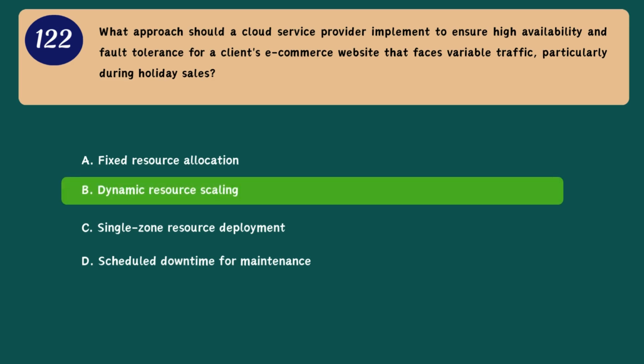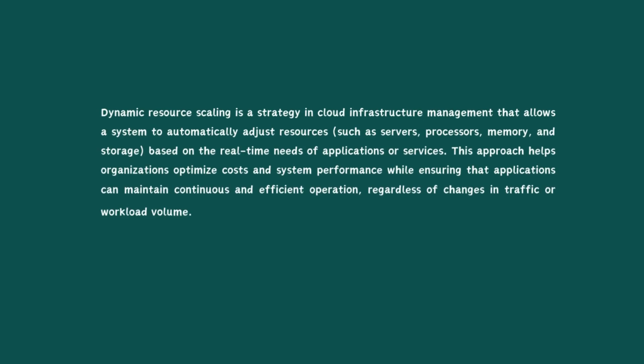Correct answer. B. Dynamic resource scaling. Dynamic resource scaling is a strategy in cloud infrastructure management that allows a system to automatically adjust resources such as servers, processors, memory, and storage based on the real-time needs of applications or services. This approach helps organizations optimize costs and system performance while ensuring that applications can maintain continuous and efficient operation, regardless of changes in traffic or workload volume.